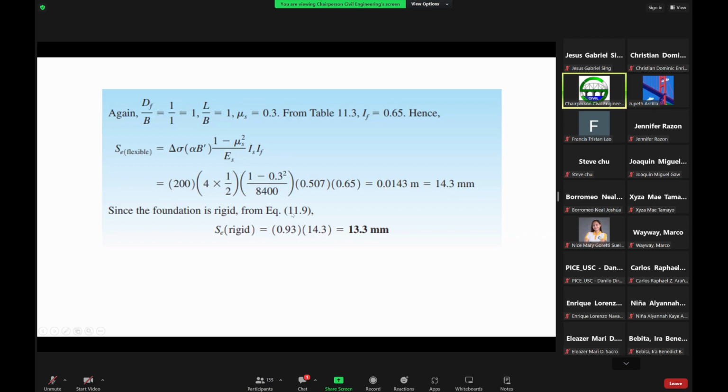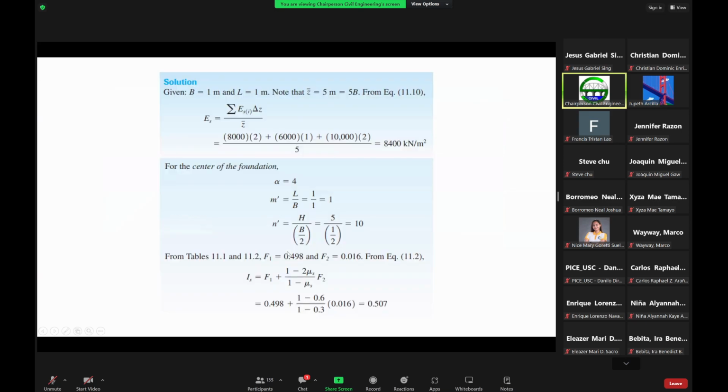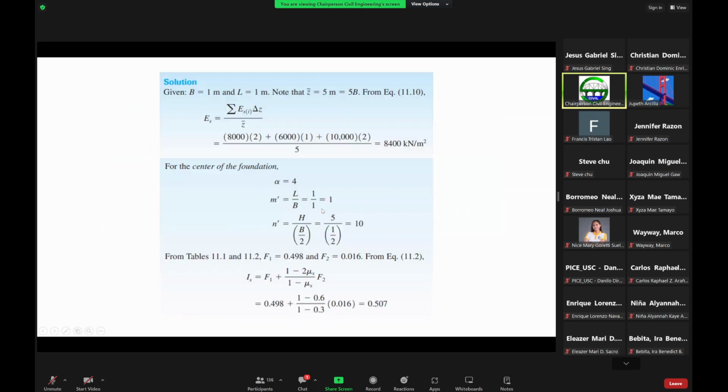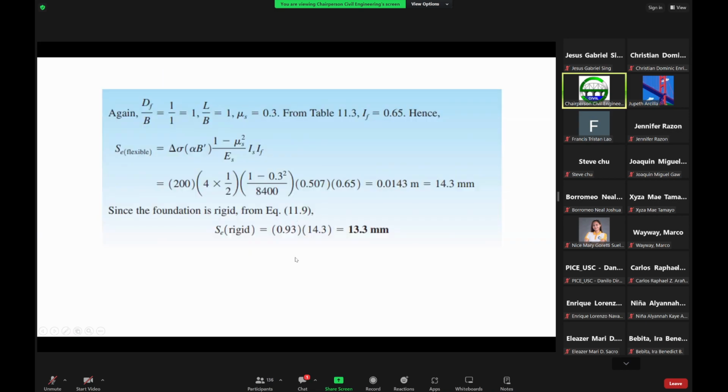Okay. And so, since the foundation is rigid, the elastic settlement for the rigid foundation is about 93% of the elastic settlement of the flexible foundation, which is about 13.3 millimeters.